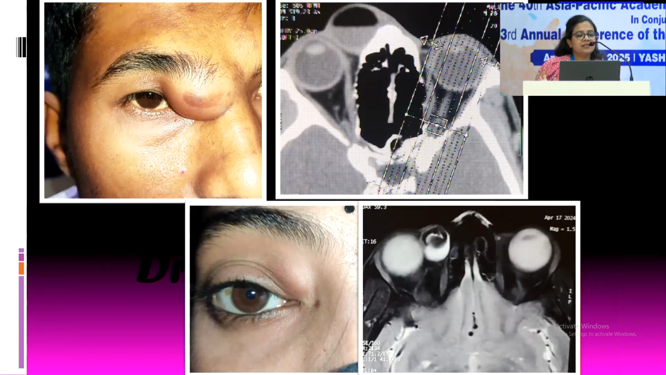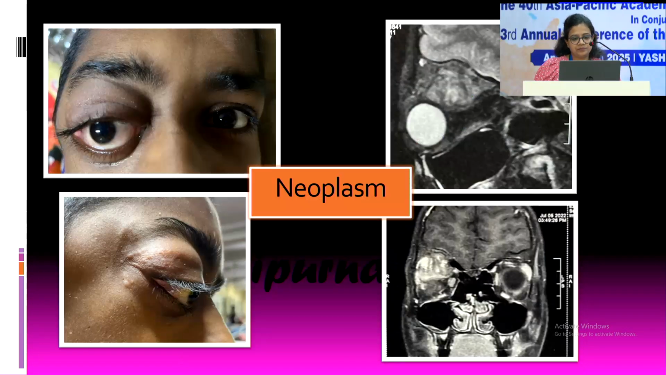These are the congenital lesions or dermoids which may secondarily be infected, or there may be a ruptured dermoid leading to an inflamed orbit. This girl was about 16 years old. She had an osteosarcoma of the right tibia, and she came to us with a lesion which is a neoplasm.